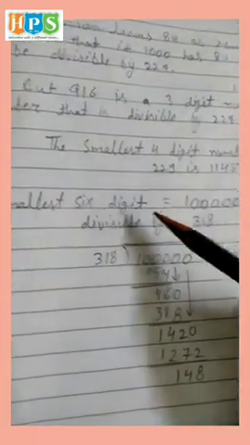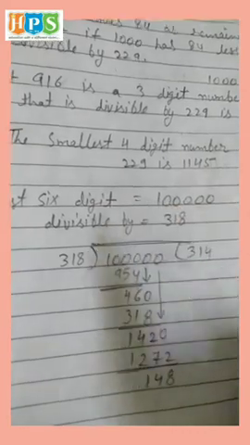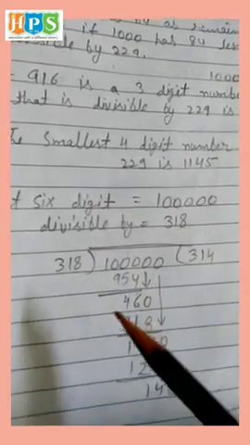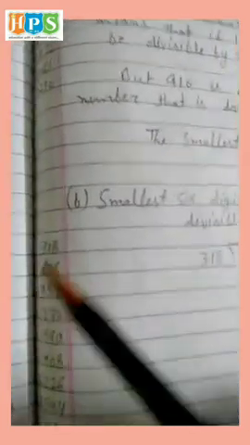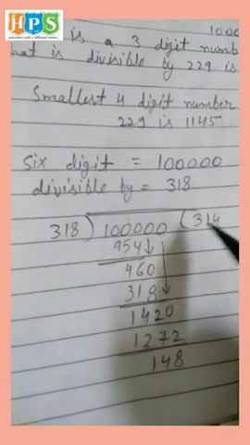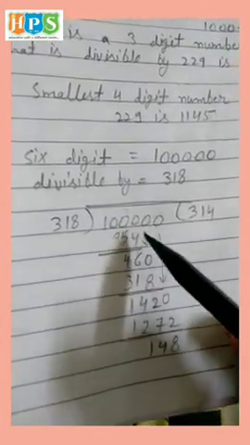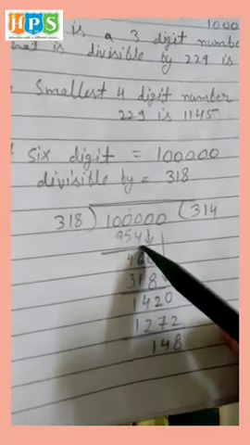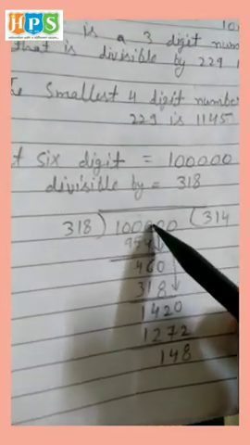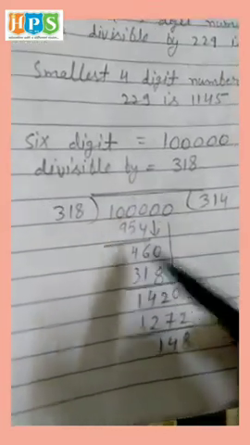Smallest 6-digit number, 1, 2, 3, 4, 5, 6 digits, divisible by 318. We need the table of 318. 318 3s are 954. We can subtract. We can't subtract 0 minus 4, so we borrow from hundreds to tens and tens to ones to make 10. 10 minus 4, 6. What's left? 9. 9 minus 5, 4. We write 0.